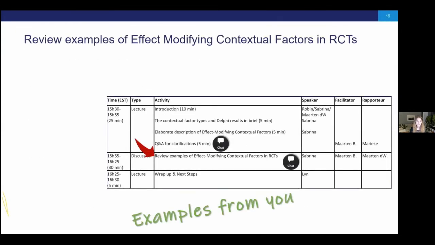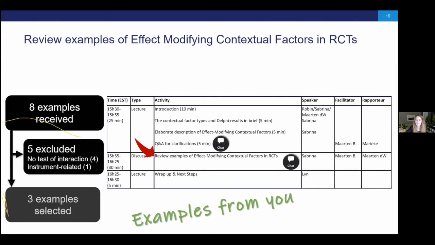Now it's time to look at the examples that we have got. We got 8 examples in, and 5 of them were excluded because they had no test of interaction or they were about instrument rather than effect modification. I will introduce the 3 selected examples, and there will be some time for discussion. And listen carefully because I will only use 1 minute on each example.